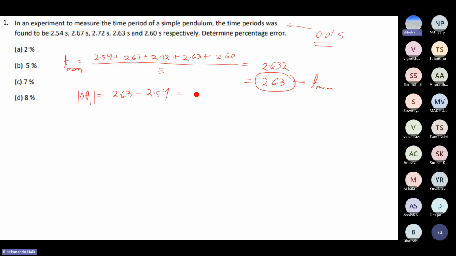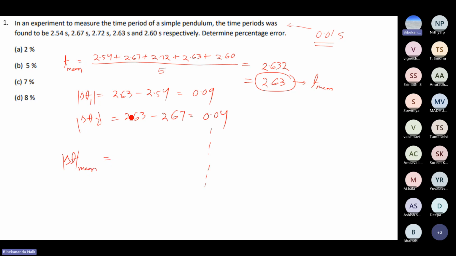Then it will be how much? It will be 0.09. Then like that, if you calculate del T2, it will be 2.63 minus 2.67. It will be 0.04. Like that, you will get these 5 values. So if you add these 5 values, then it will give you delta T mean.